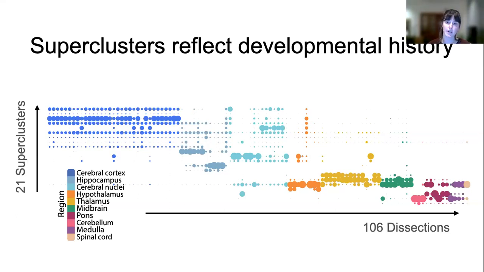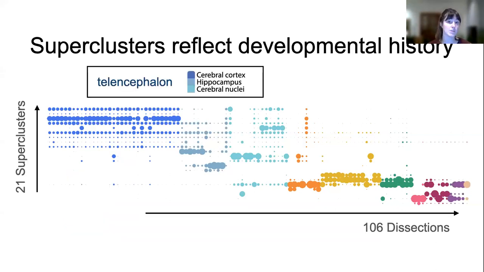So in this plot here, all the dissections are arranged along the x-axis and all the superclusters are arranged along the y-axis. And each dot represents the fraction of cells from a dissection that contribute to a supercluster. And so if you look along a row, you can see what dissections have contributed to a particular supercluster. And you might notice, for example, that many of the superclusters are found across the entire telencephalon. So all these blue dots here. And this is the developmental compartment that gives rise to the cortex, hippocampus, and cerebral nuclei.